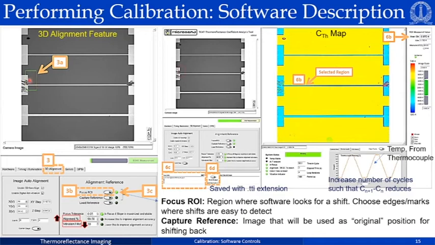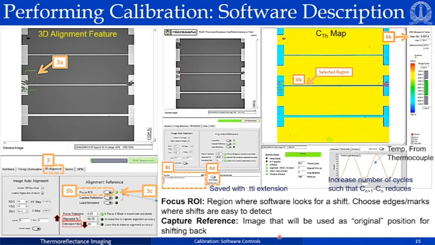So the software detects any shift in the device very efficiently if the reference is set in a region which has edges, scratch marks or some sharp features. The job of the focus ROI module in the alignment reference is to look for a shift, and therefore we choose edges and marks where the shifts are easy to detect. Once we choose the focus ROI, we have to tell this software what my device's active region of interest is, that is, my active area from where I want to measure the temperature.